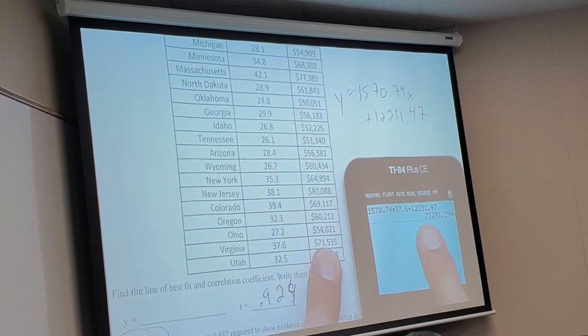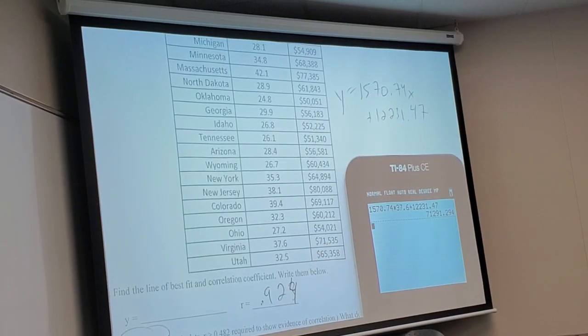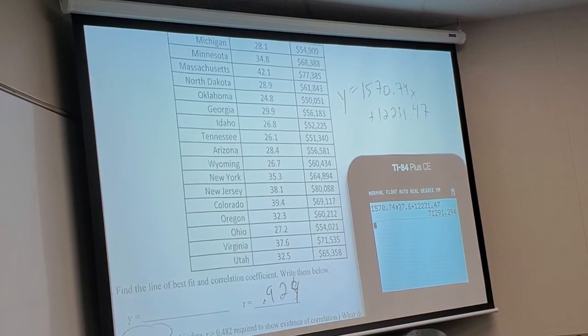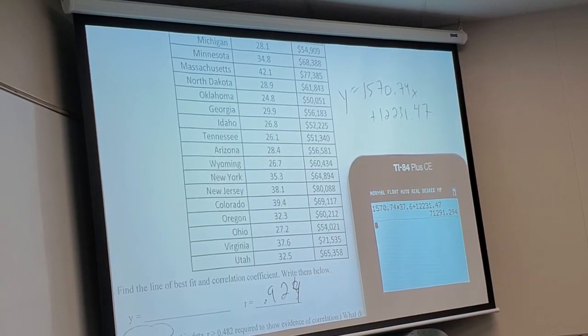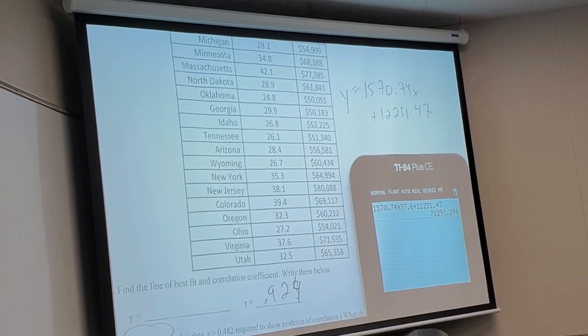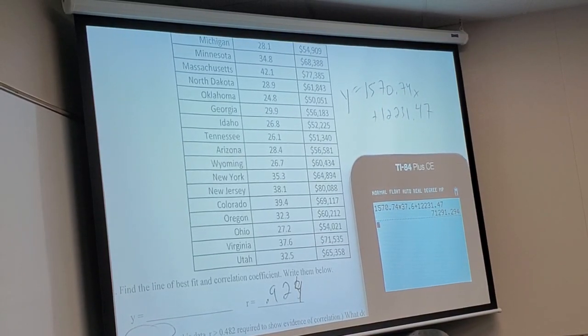Did we get pretty close? Yeah. Why is it so close? Why did we expect it to be pretty close? Because our r close to 1 is strong. Why is it not exactly the same? R is not perfect. Our correlation is not perfect. You guys all with me? Okay.